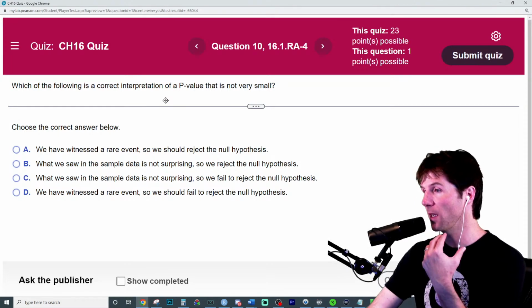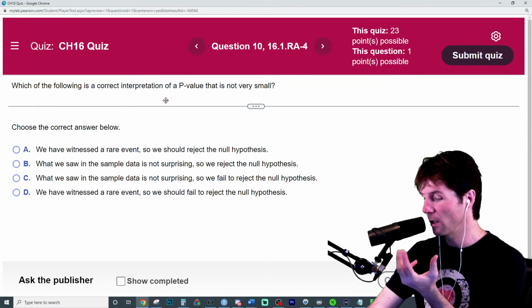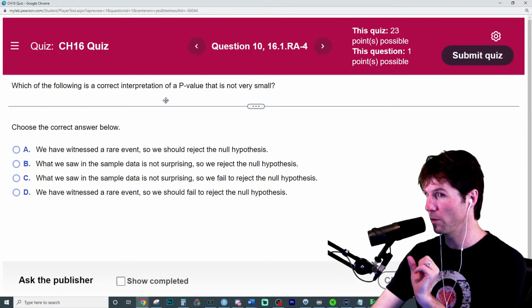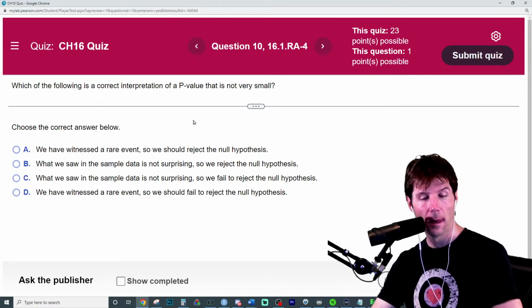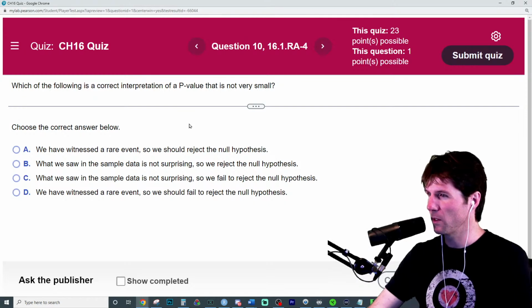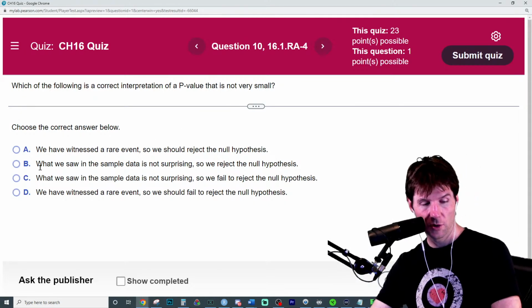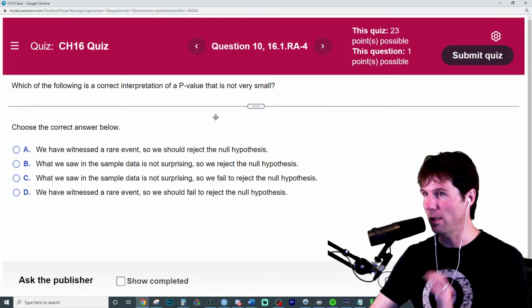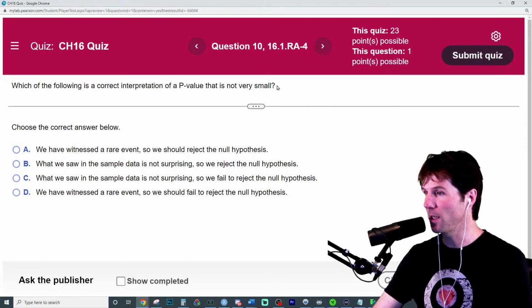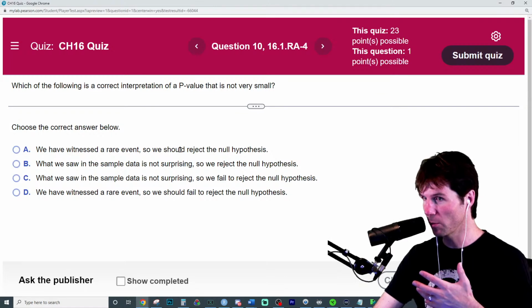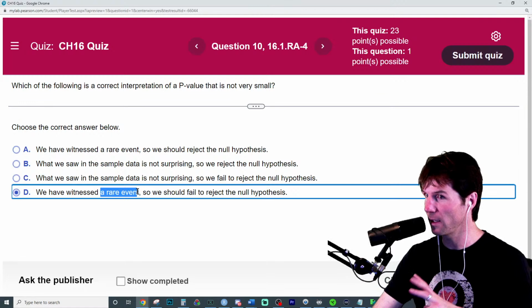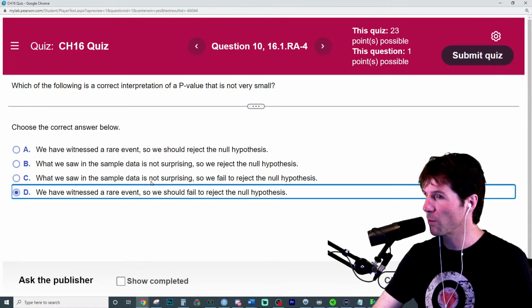Now, a p-value is a conditional probability. So we're saying the probability of our results or results more extreme given the null is true. That is not very small. That's what they're saying. So a p-value that's not very small is one we would not reject. So what we saw in our sample data was not surprising. So it seemed likely. High p-value means a likely result, not surprising. So it wouldn't be a rare event. That'd be a low p-value, unlikely result. Not surprising, fail to reject.